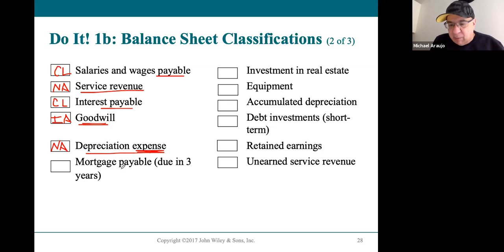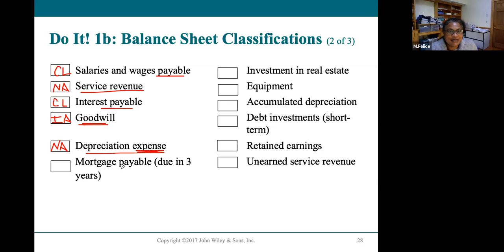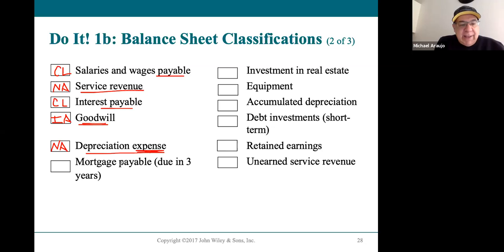A mortgage payable. Madhuda May, how about you? Long-term liability. Yes, it's a long-term liability. So again, the word mortgage is a loan on a piece of property. And in this case, it's due in 3 years, which makes it a long-term liability.